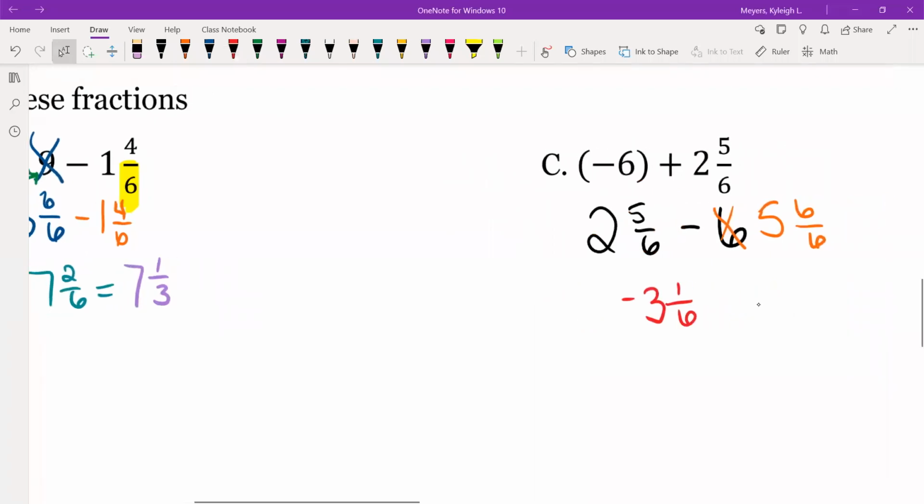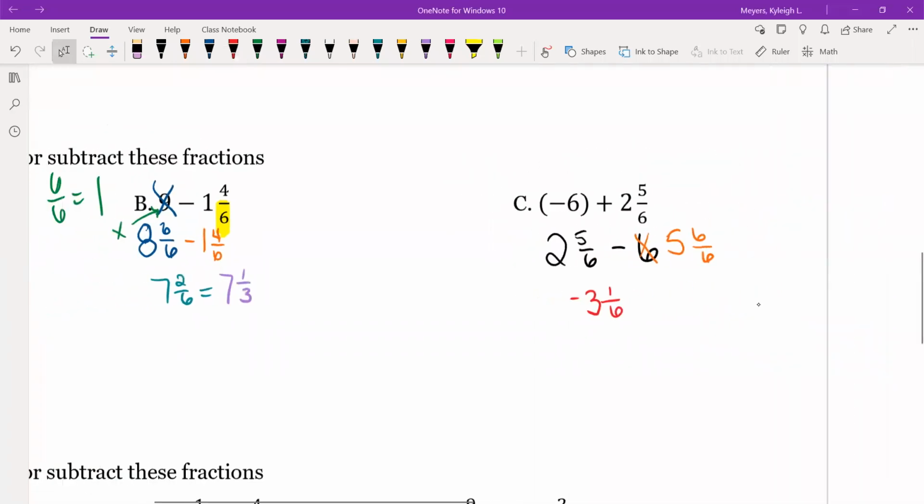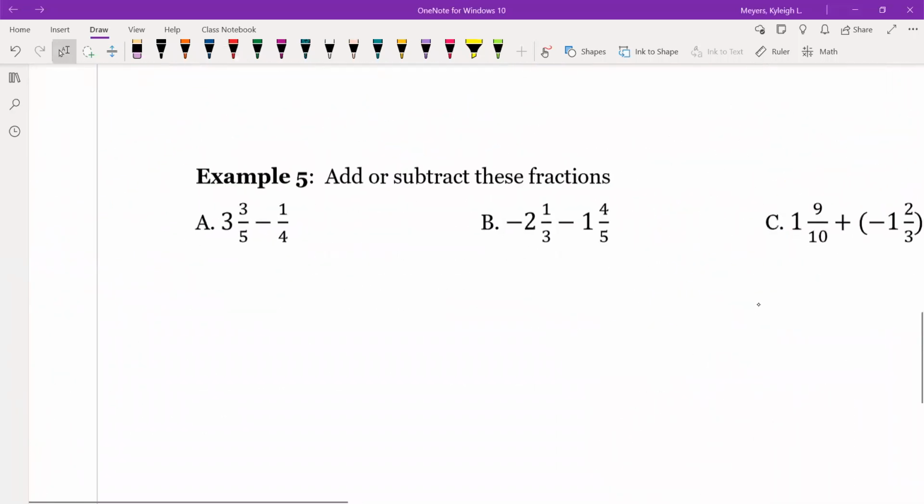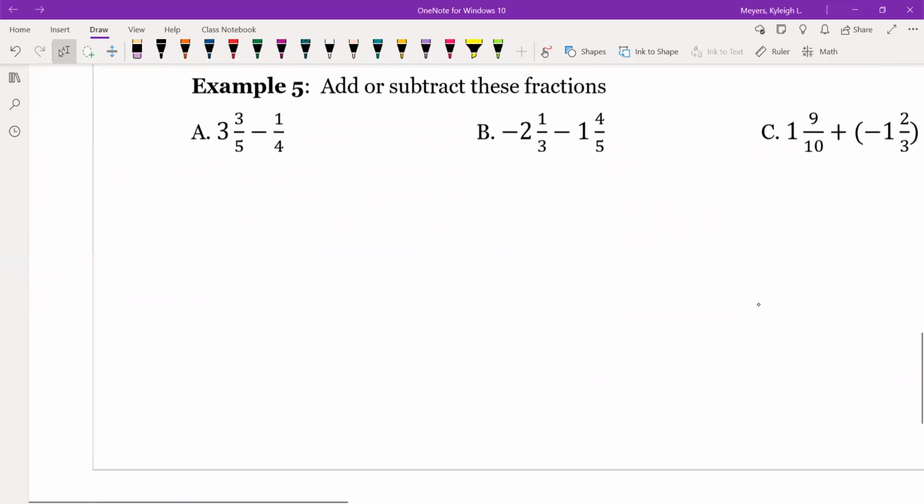Okay, so again, those are all ones that we either turned into common denominators or we had common denominators. These last examples are ones that we don't have common denominators. So you're going to have to make them into improper, then find common denominators, and then add or subtract. So these ones are going to get a little complicated, and you're going to have to do some side math. So be ready to do some side math.